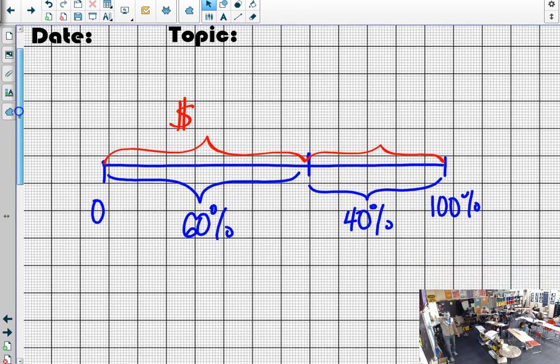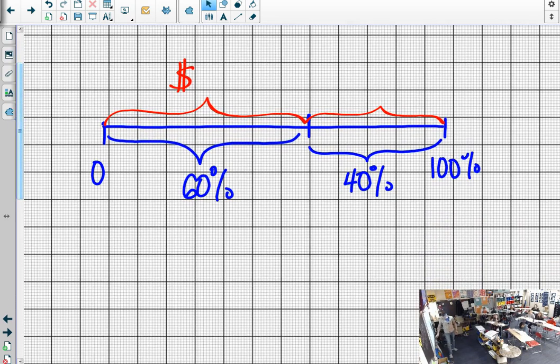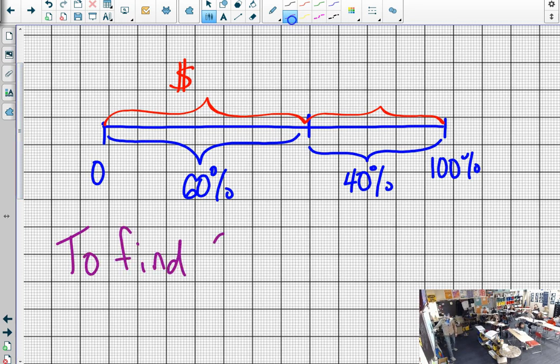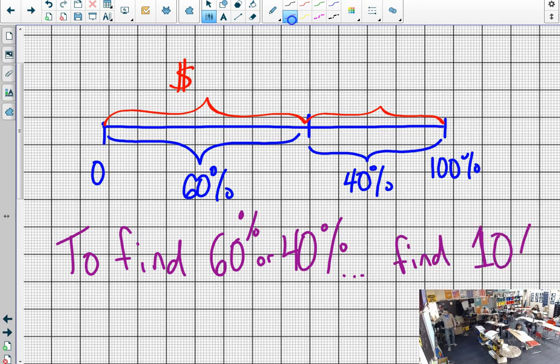Because those, 60 and 40, are things that are multiples of 10. So whatever we get for that can easily be multiplied by either 6 or 4, and we get those. So Grant says to find 60 or 40%, first find 10%. Because 10% is easy to find. What fraction of a value is 10%?